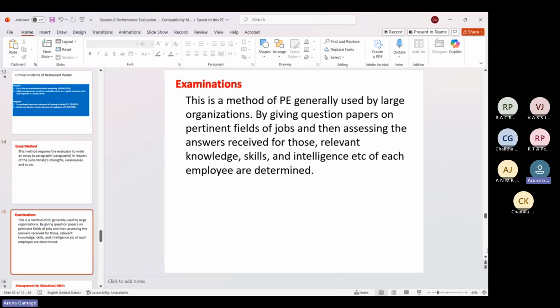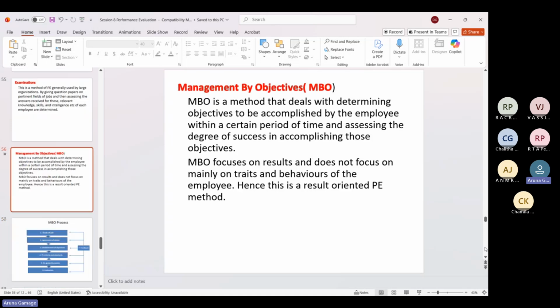Examination is another method we can use. We can conduct a test or examination and evaluate. But the problem is we will not be able to evaluate actual performance. You can evaluate the knowledge and skills they have, but you will not be able to evaluate actual performance. That is a serious problem.